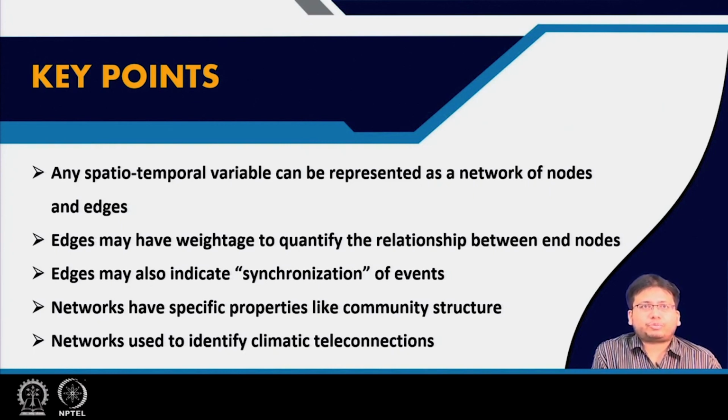So, the key points to be taken away are: any spatiotemporal variable can be represented as a network of nodes and edges. The edges may have some weightage to quantify the relationships between the end nodes. The edges may also indicate the synchronization of events. The networks have specific properties like the community structure which we discussed, and they may be used to identify teleconnections or synchronizations of extreme events and things like that.